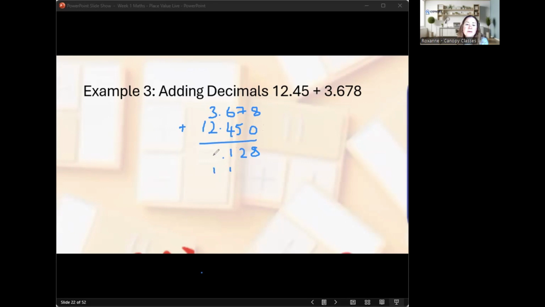3 and 2 make 5, add that extra 1 is a 6, and then we've got 1. And again, if you need to, you can put a 0 there, but probably not necessary. So we end up with 16.128. So let's just put the next screen on so we can see.